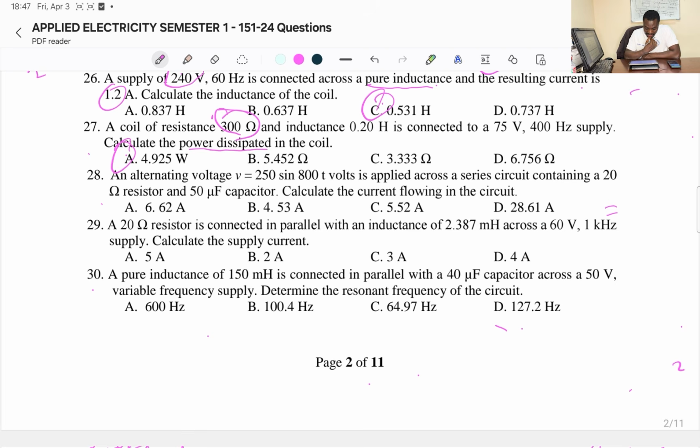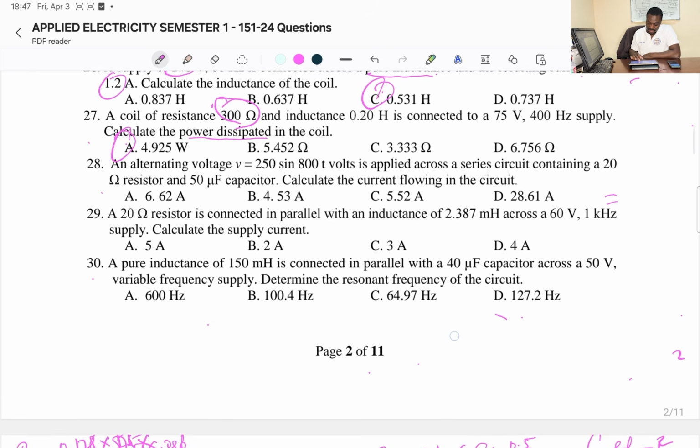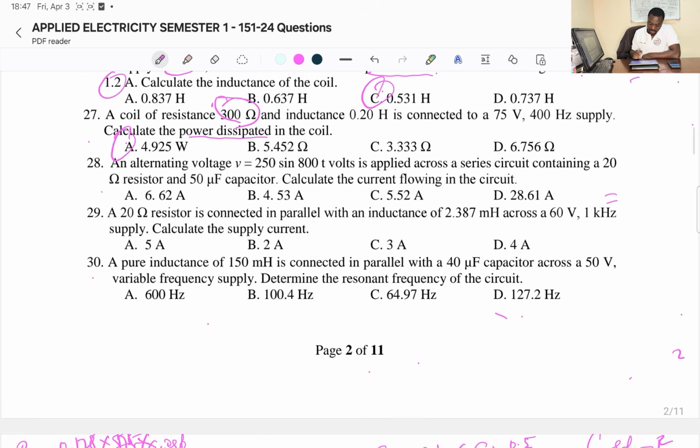So again, we want the current. To get the current, we can use this formula: the supply voltage equals the supply current times the impedance. And to get the impedance, again we use the impedance triangle. So this is just similar to the other one we did.